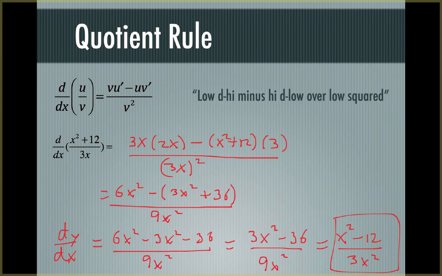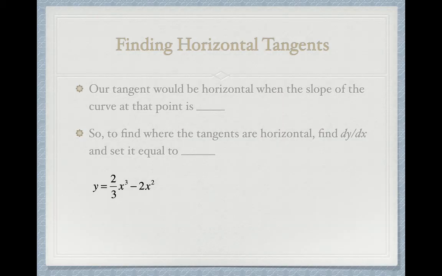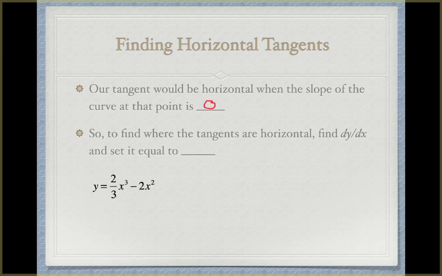Today we looked at the product rule, we looked at the sum and the difference, we looked at the power rule and the quotient rule. The last slide we have today is finding horizontal tangents. Our tangent would be horizontal when the slope of the curve at that point is what? Well, when your slope is 0. So to find whether tangents are horizontal, find the derivative with respect to x, and set it equal to 0. So take your derivative and then set it equal to 0 and solve it.